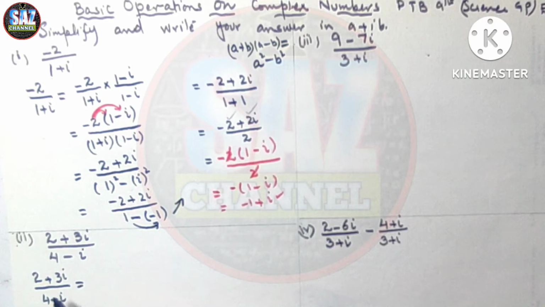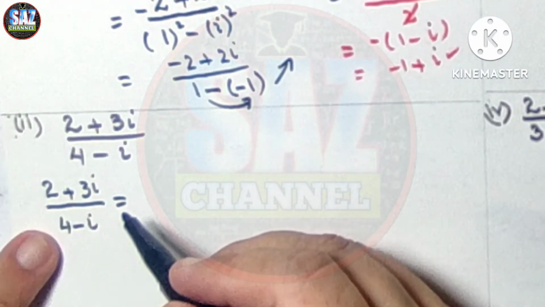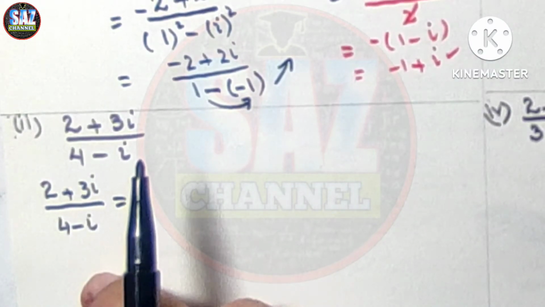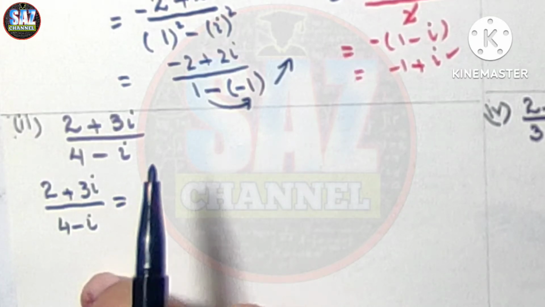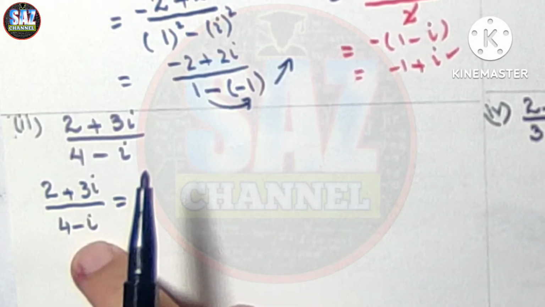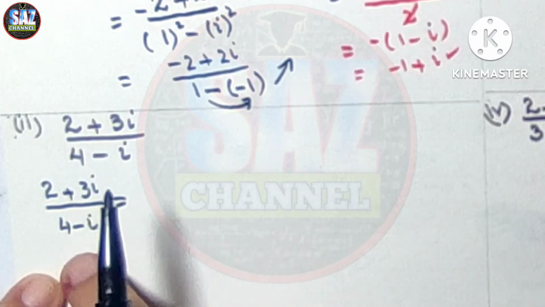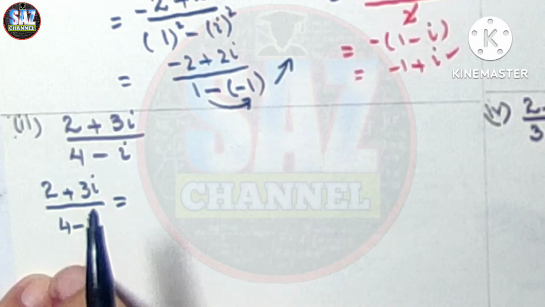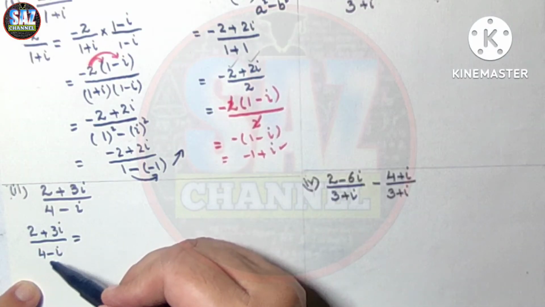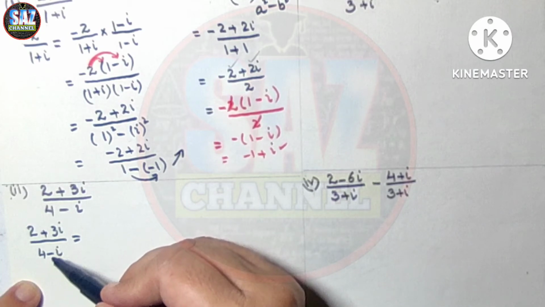What do we have to do? We have to make this fraction free from the denominator, and in order to do that, we have to multiply the numerator and denominator by 4 plus iota, which is actually the conjugate of this number. Try to understand this part: I have to multiply and divide this fraction by 4 plus iota, which is the complex conjugate of 4 minus iota.